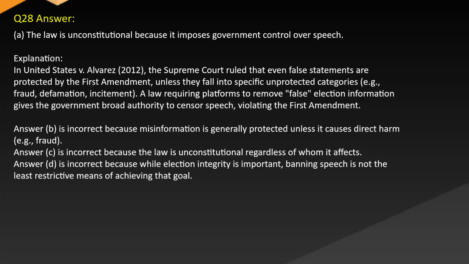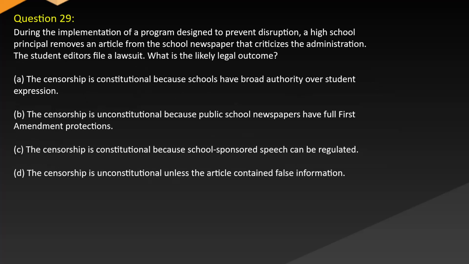Answer C is incorrect because the law is unconstitutional regardless of whom it affects. Answer D is incorrect because while election integrity is important, banning speech is not the least restrictive means of achieving that goal. Question 29. During the implementation of a program designed to prevent disruption, a high school principal removes an article from the school newspaper that criticizes the administration.